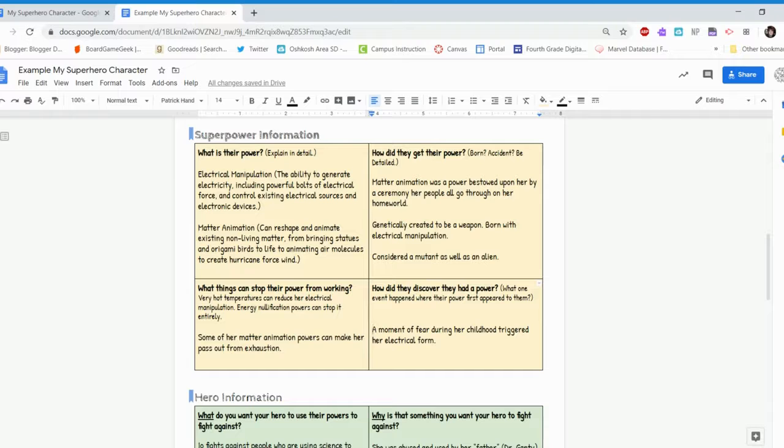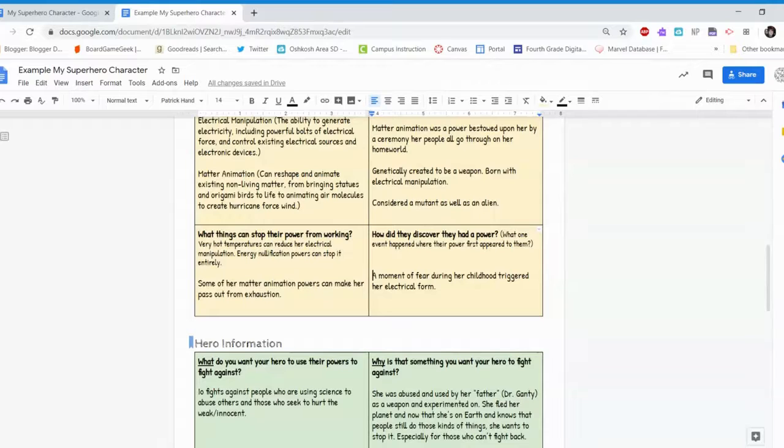But again, how did they get their power? She got her matter animation this way. She has her electrical manipulation because of this. And then I just added in a little extra information. The next one is what things can stop their power from working.